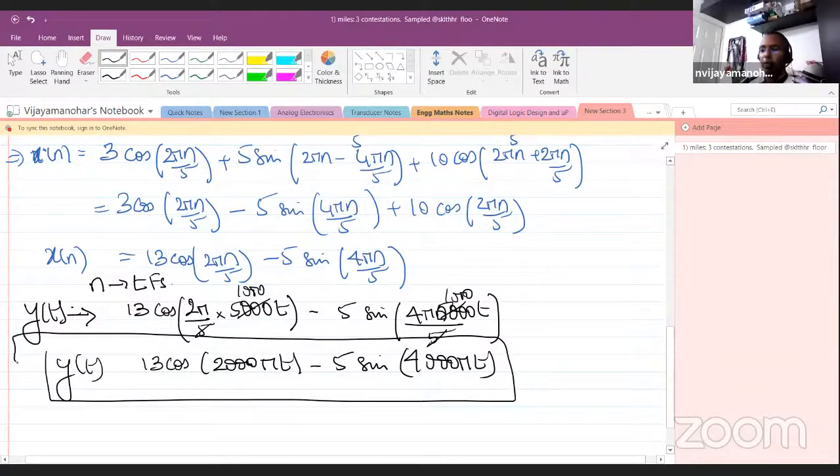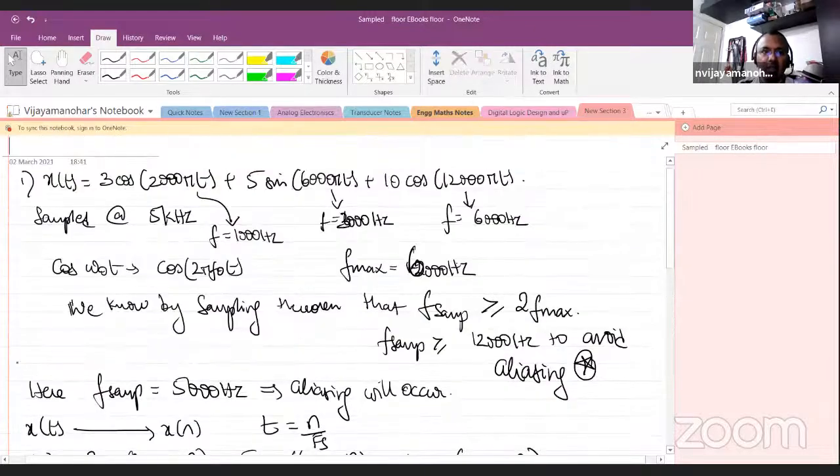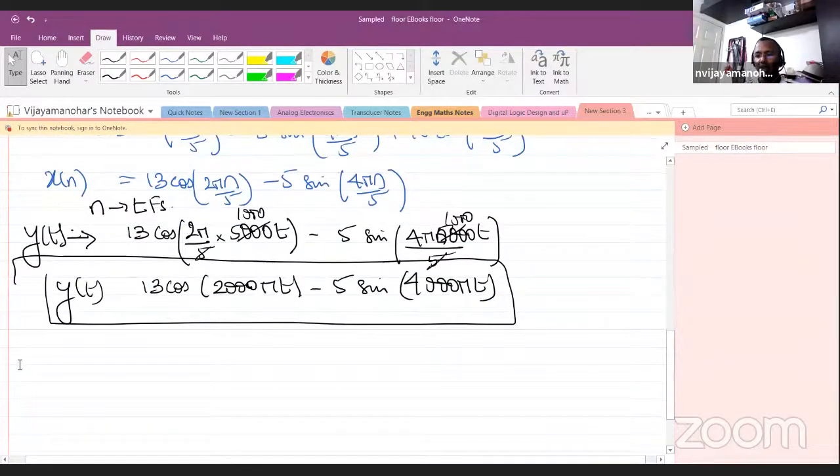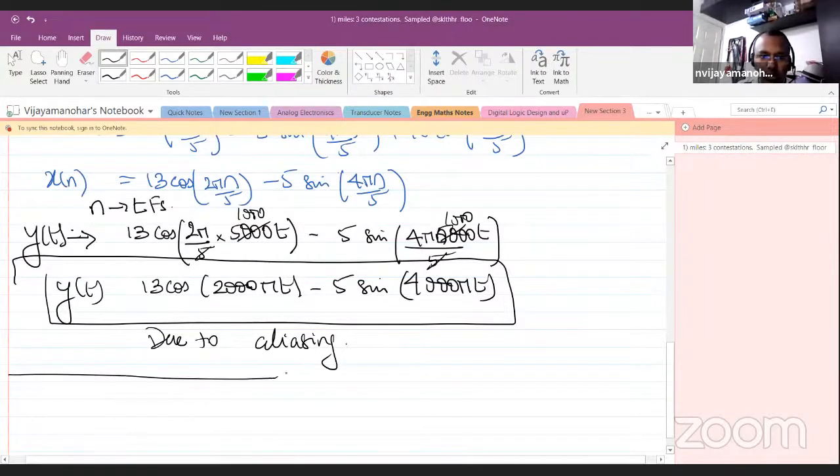See, ideally what should have happened? I sampled my signal and I reconstruct back. I should get back the original signal. This is the signal I started with, correct? 3 cos 2000 pi t plus 5 sine 6000 pi t plus 10 cos 12,000 pi t. I should get back the same signal. But because I am doing undersampling, I am seeing the effect of aliasing. This is due to aliasing. Okay, this is the solution to the first problem.